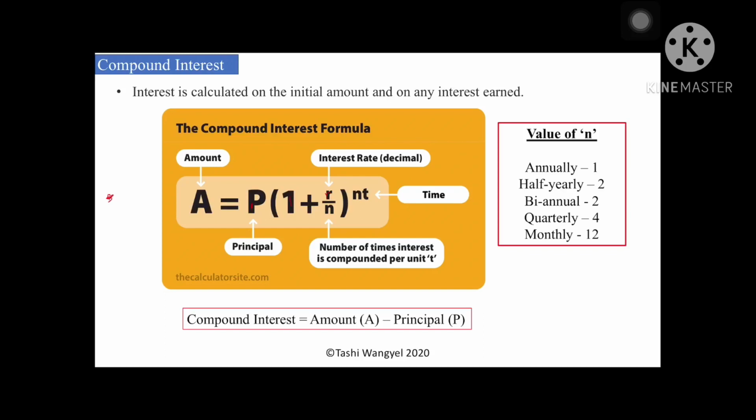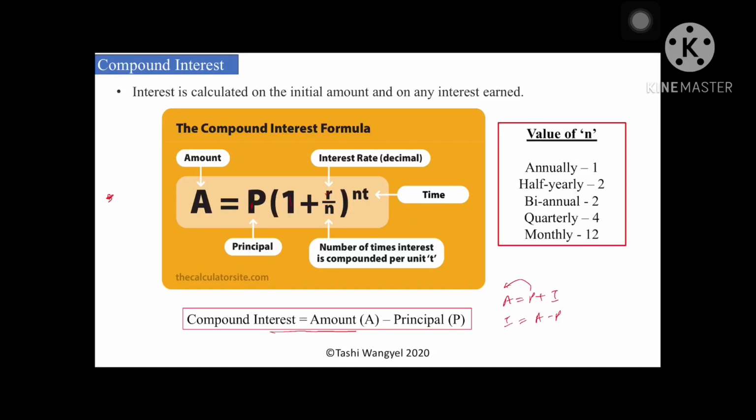To the power NT. Then to find the interest, interest is equal to amount minus principal, because amount is principal plus interest. So compound interest is equal to amount minus principal.